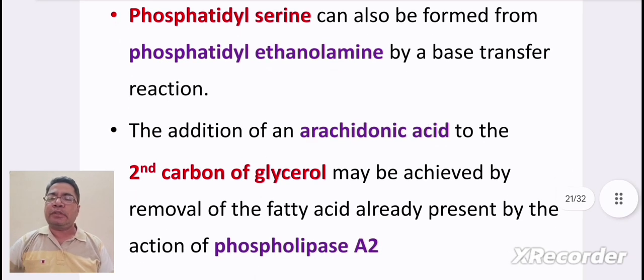The addition of an arachidonic acid to the second carbon atom of glycerol may be achieved by removal of the fatty acid already present, by the action of phospholipase A2.